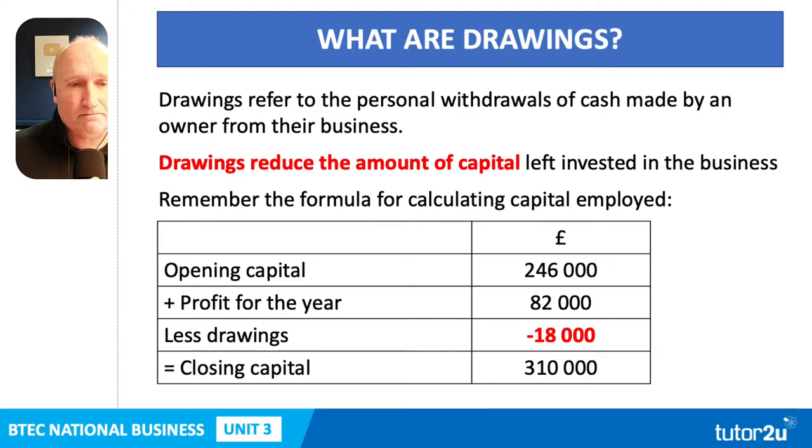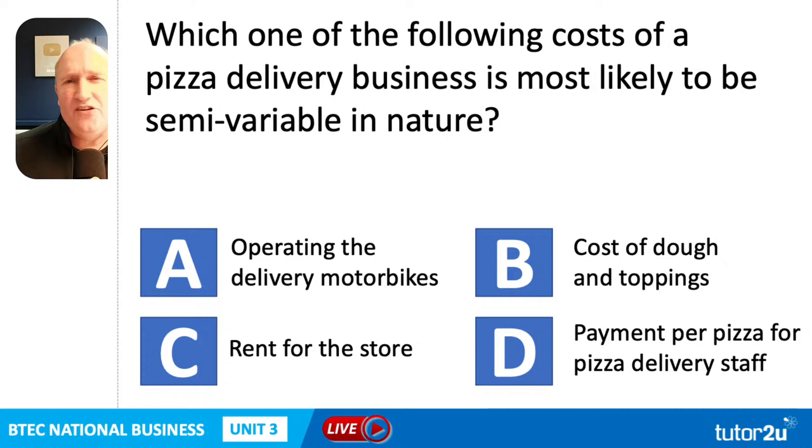Now, types of cost. And I've got a concept here, which is in the specification. But again, some students find it quite hard to pick out this concept. So why don't we have a look at this one? So which one of the following costs, therefore just one of them, A, B, C or D, of a pizza delivery business is likely to be semi-variable in nature?